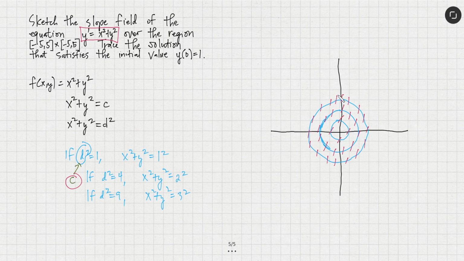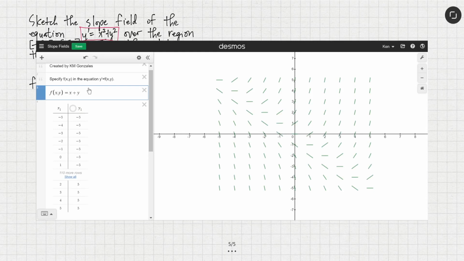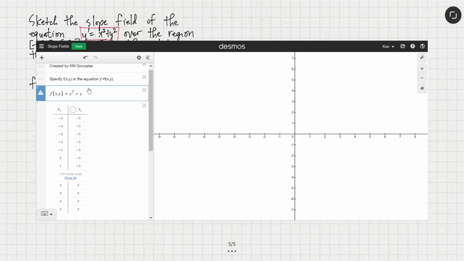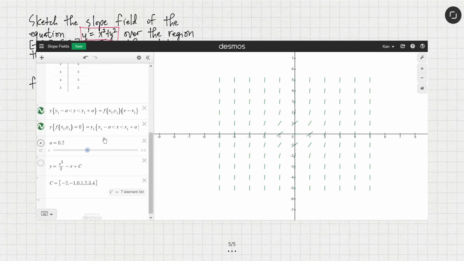Okay, so continue this on your own. Let's just verify our sketch using Desmos. Okay, pakita ko yung Desmos. Ayun si Desmos. Baguhin natin yung function dito. Gawin natin x squared plus y squared. And you know what? Let me also sketch the graph of the isoclines.